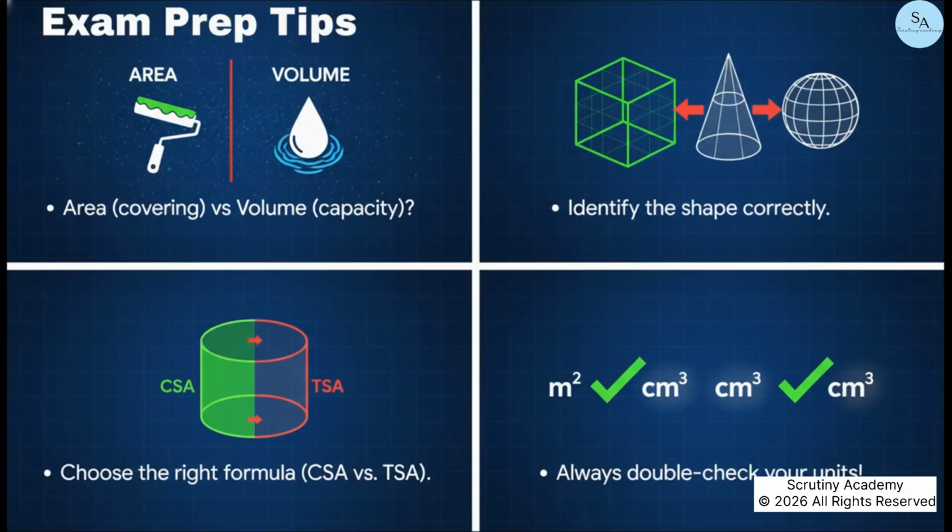So to wrap this all up, let's lock in a few key exam tips. Number 1, always read the question super carefully to decide if you're dealing with area or volume. 2, identify the shape correctly. 3, make that critical call. Do I need CSA or TSA? And finally, please double check your units. Such a simple mistake can cost you a lot of marks.